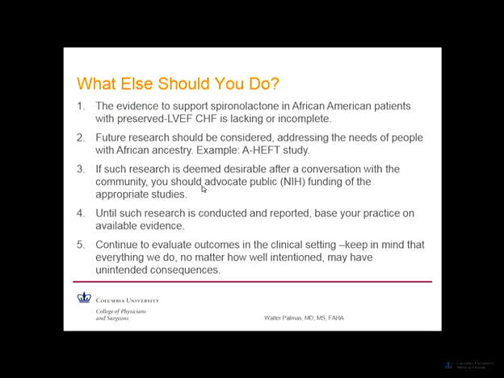If the research is important, oftentimes you need to ask the NIH to pay for it. Oftentimes, pharmaceutical companies will find that they are selling the drug just fine, thank you very much, and they don't need to do another RCT. So we need to get together and put pressure on the NIH to actually pay for the studies that are needed for our patients. And, until such research is conducted and reported, you have to work with whatever is available to you. Finally, you need to continue to evaluate the outcomes in the clinical setting.